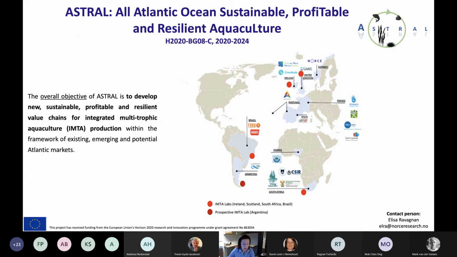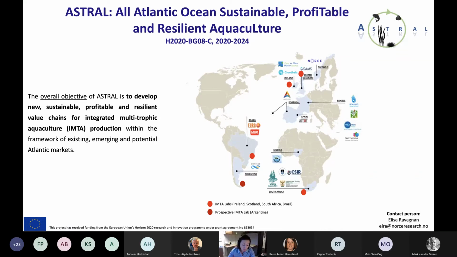At the international level, here is Austral, which has been funded lately. Austral is focusing on the development of new sustainable, profitable and resilient value chains for IMTA, integrated multi-trophic aquaculture production. The consortium, as you can see, is quite large and multidisciplinary and well covers the Atlantic. Austral gathers four IMTA labs, including open offshore in Scotland and Ireland, flow-through inshore in South Africa, recirculation inshore in Brazil, and one prospective IMTA lab in Argentina, focusing on regional challenges from a challenge-based perspective, including fish, mollusk, echinoderm, crustacean, and algae species.